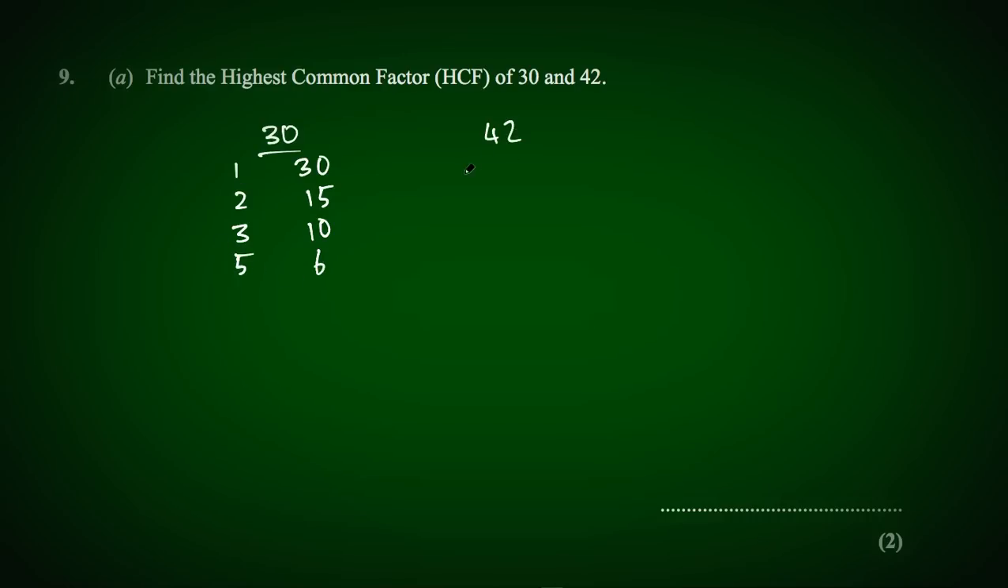With 42, I've got 1 and 42, 2 and 21, 3 goes into 42 14 times. 4 doesn't go in, because 4 goes into 40. 5 doesn't go in. 6 goes in 7 times. And now I've again found the full loop of that. So the highest number that appears in both lists is 6. So my highest common factor of 30 and 42 is 6.